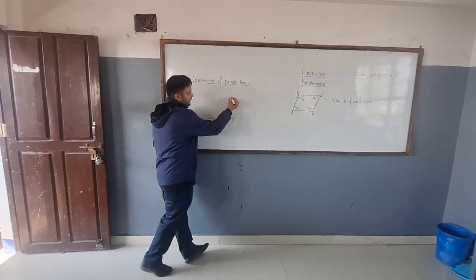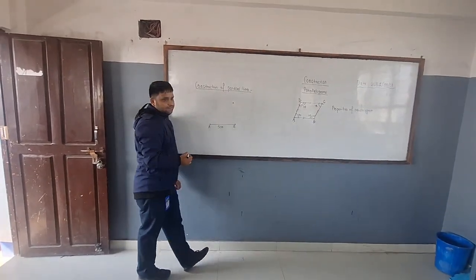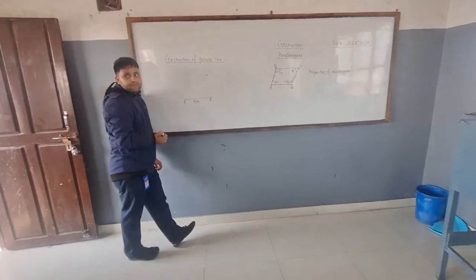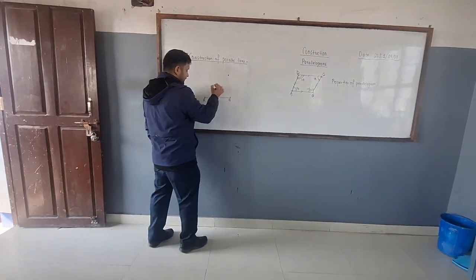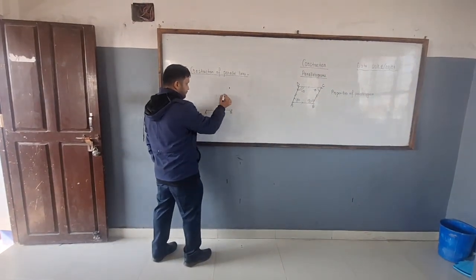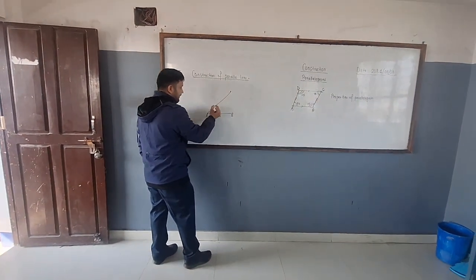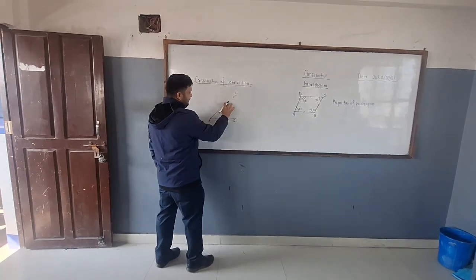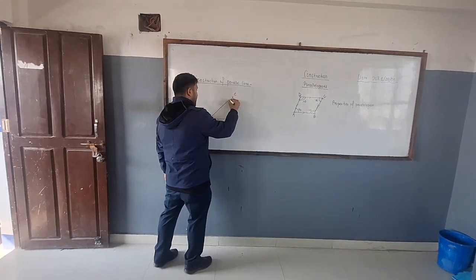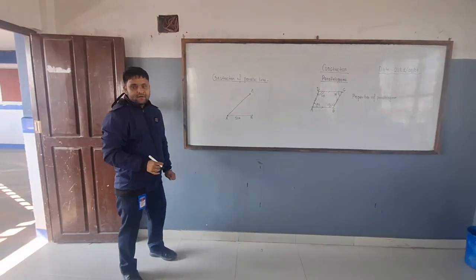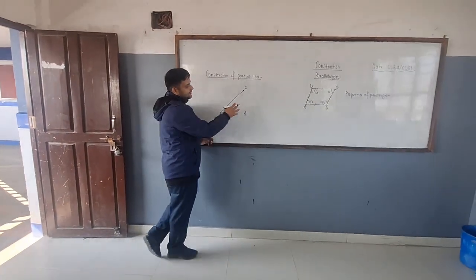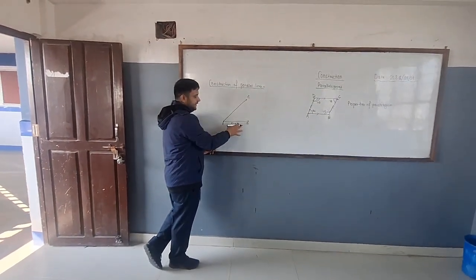Let me fix a point here. You can fix a random point in your copy. Did you fix a random point in your copy? Yes, sir. I'm joining this point to A, and let the name of this point be C. Okay, are you connecting the way I'm connecting? Yes, sir. Fine. Now I'm going to draw a parallel line that passes through this point C and is parallel to AB.